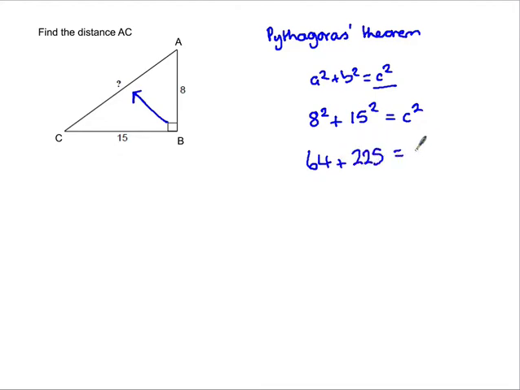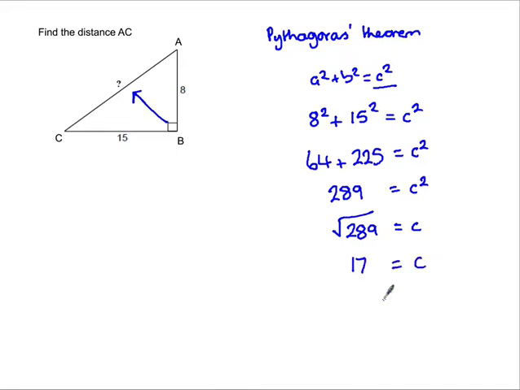and that gives me c squared. I'm going to add those together, 64 plus 225, which is 289, and that equals c squared. So if c squared is 289, then the opposite of squaring something is to square root it. So I'm now going to do the square root of 289, which is going to give me my answer. Square root of 289 will be c, and the square root of 289 is 17.